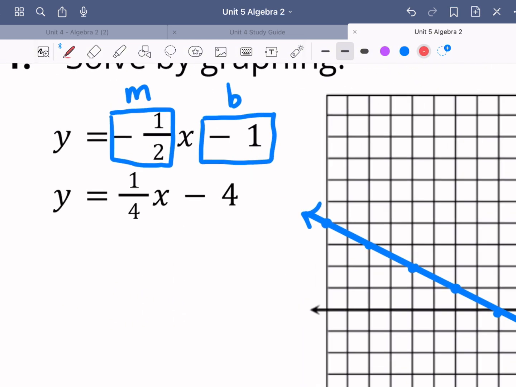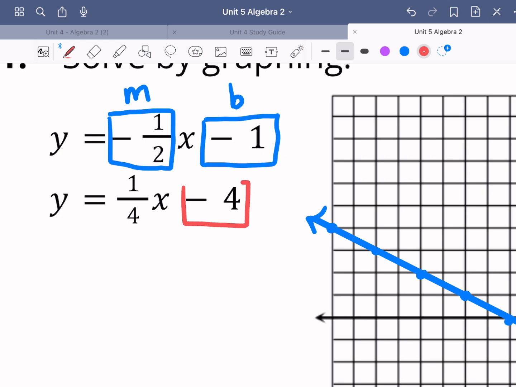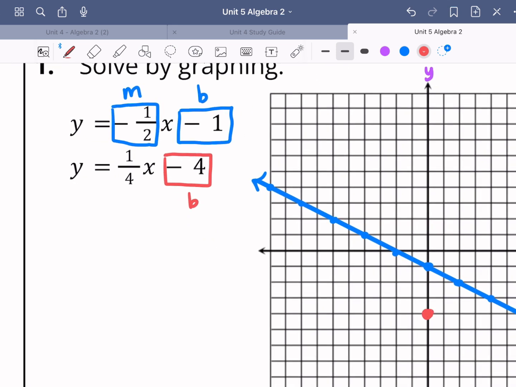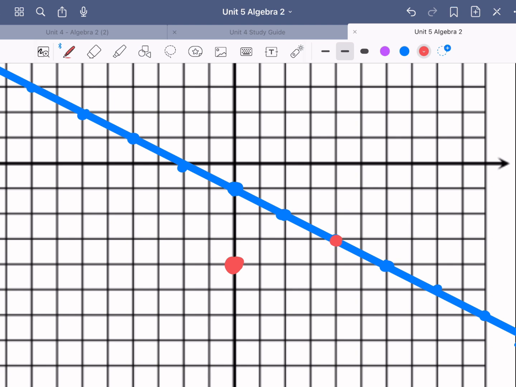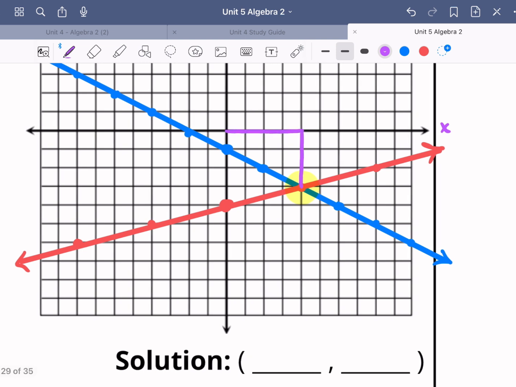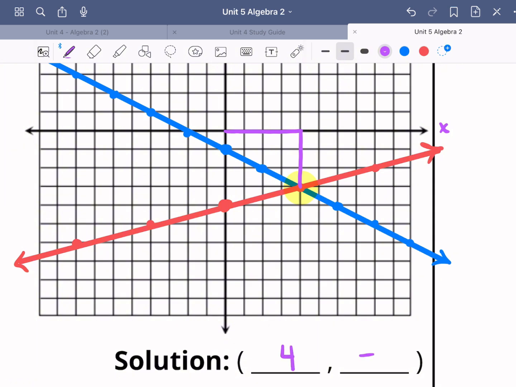For this second graph, we have a b value of -4. So that will be our y-intercept this time, here at -4. And a slope of 1/4, which means we're going up 1 and over 4 from that y-intercept. So up 1, over 4, and so on. I'm even going to go backwards a little bit here to get more points. And here is our point of intersection. So we would have to go over 4 and down 3 to get to this point. So my solution is (4, -3).